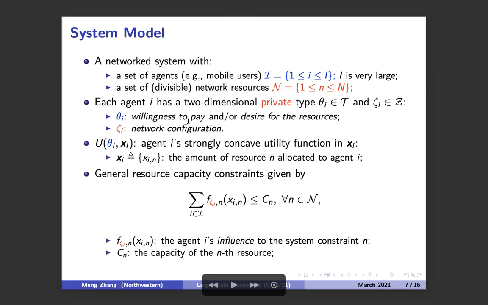In the following, we're going to consider the general resource capacity constraint given by the following format. The aggregation of agents' influence is bounded by a parameter C_n. The influence functions are functions of the agents' network configuration parameter zeta_i. They represent the influence, for example, the resource consumed in the system or the interference generated to the system. And these are functions of the allocated resources as well.